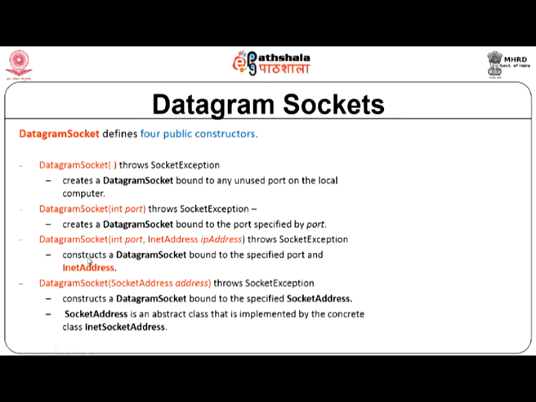The third constructor would construct a datagram socket that is bound to the specified port and the InetAddress. Here you can see that the DatagramSocket takes a port number and an InetAddress object. The fourth one is a constructor that creates a DatagramSocket object using the SocketAddress object. SocketAddress is an abstract class that is implemented by the concrete class called InetSocketAddress. The SocketAddress binds the InetAddress with the port number.